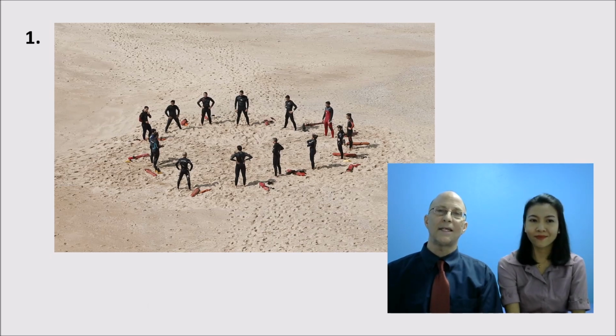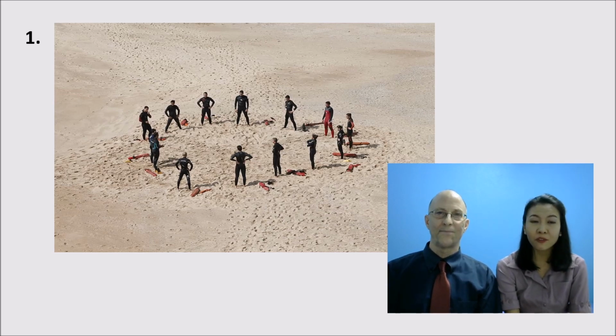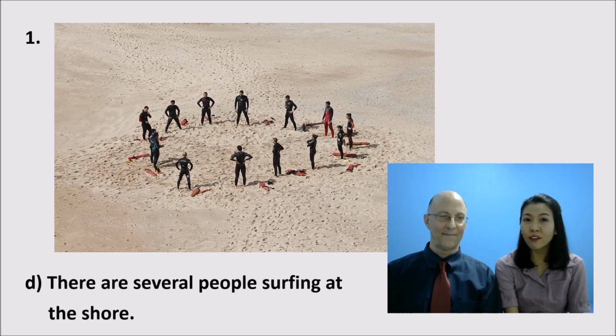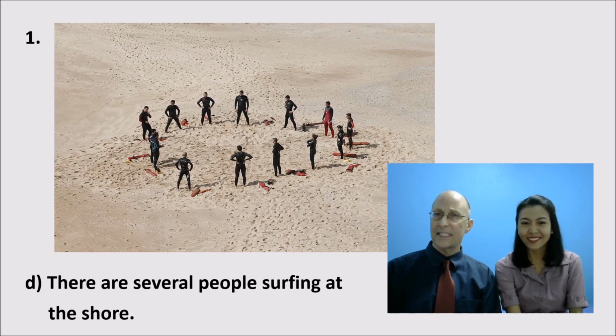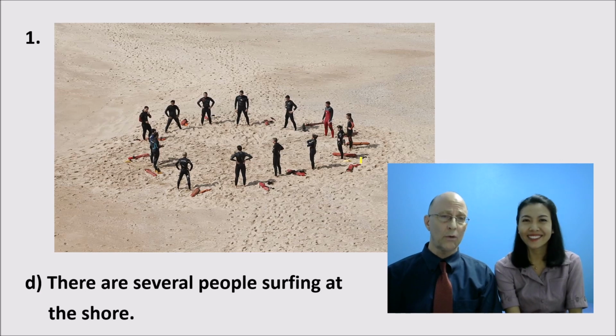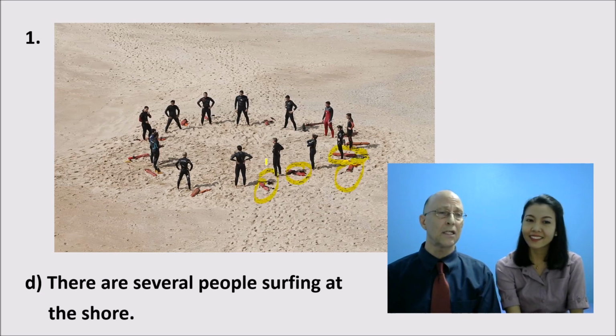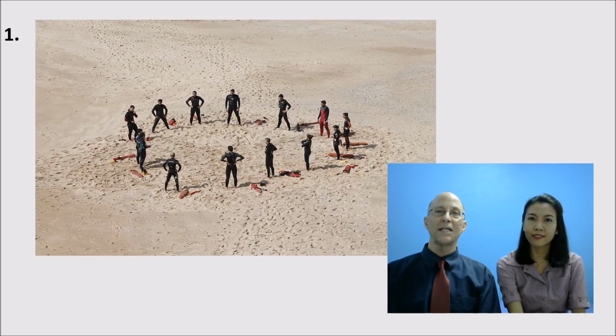D. There are several people surfing at the shore. The key word for me is surfing. Surfing is an activity that you have to do in the sea. Yeah, and the shore is a synonym for the beach, but they're clearly not surfing. There is some equipment here that we see, which may be lifeguard equipment. Some of it may include similar things to surfing equipment, but they're not actually surfing. So we can delete D as well. Finally, C.